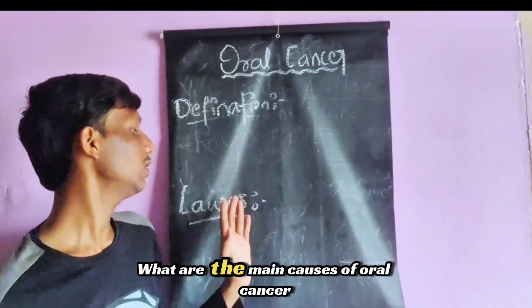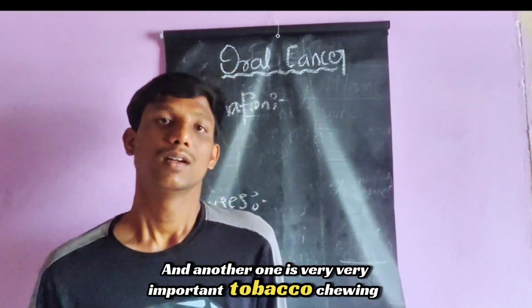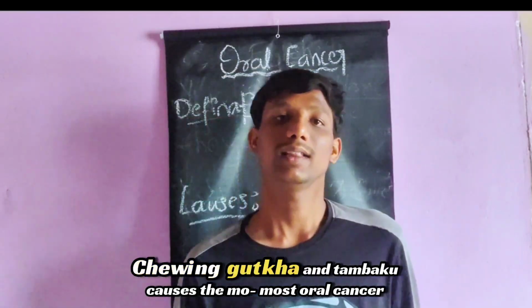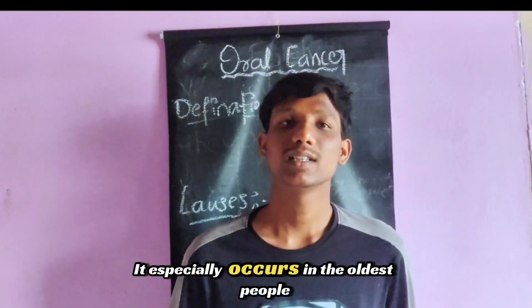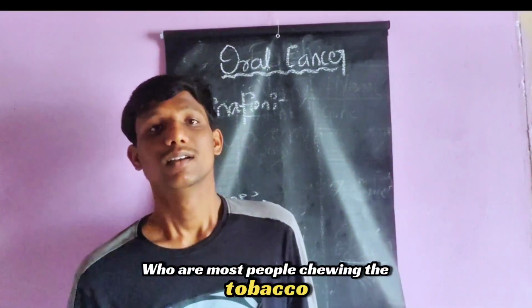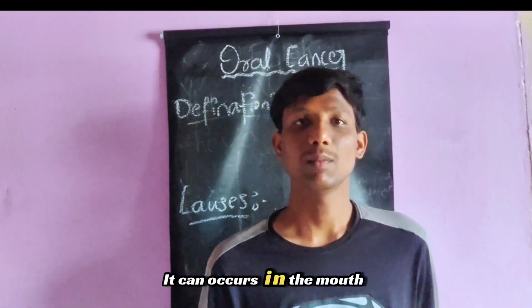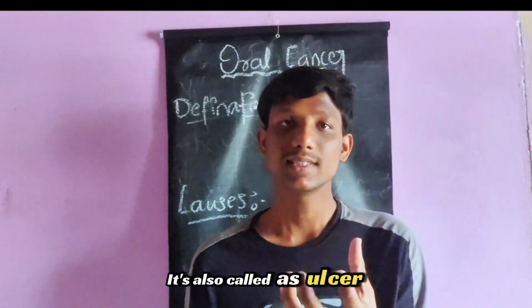What are the main causes of oral cancer? It's so easy. First is smoking. Due to smoking, oral cancer takes place in the mouth. Another very important one is tobacco chewing. Chewing gutka and tamba causes the most oral cancer. It especially occurs in older people, age above 40 plus. These people mainly suffer from oral cancer. It's also called an ulcer.